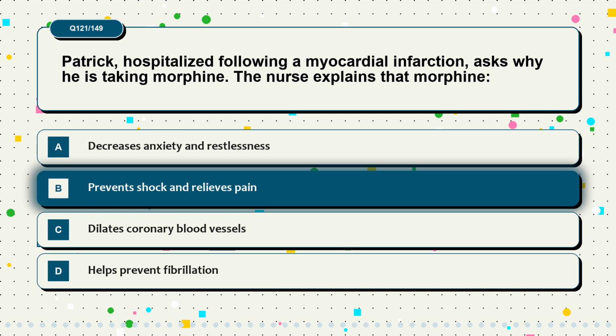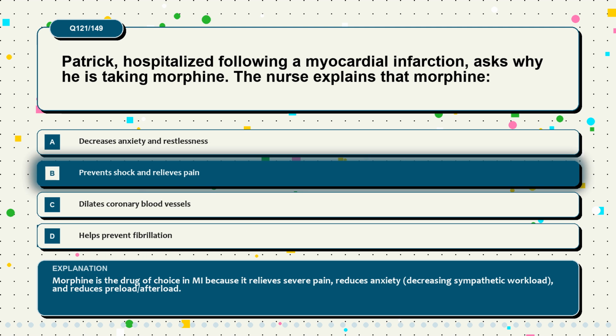The correct answer is option B. Prevents shock and relieves pain. Morphine is the drug of choice in MI because it relieves severe pain, reduces anxiety, decreasing sympathetic workload, and reduces preload and afterload.